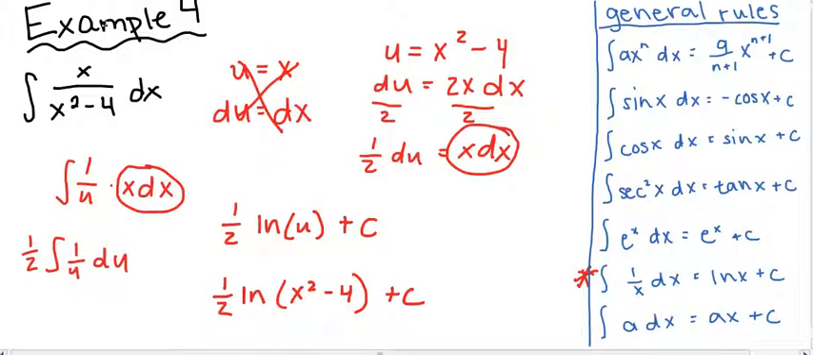To summarize this, we use substitution to solve an integral when the problem doesn't match one of the general rules. Substitution makes it possible to rewrite the problem to match a general rule.